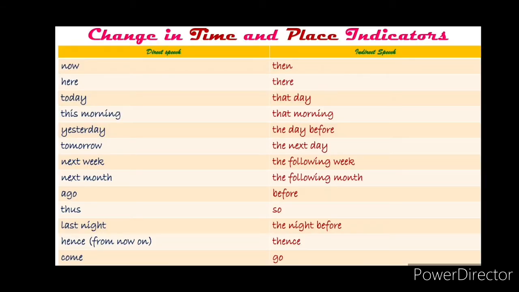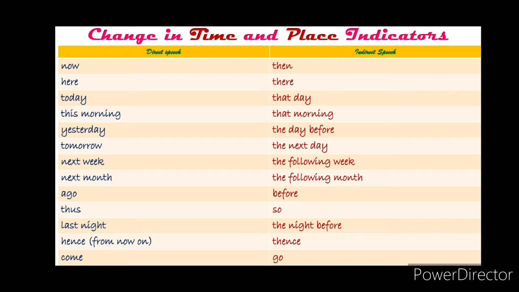Let's have a look at this table to understand how words indicating place and time are changed in indirect speech. Now, in indirect speech, now is changed to then. Here becomes there. Today becomes that day. This morning changes to that morning. Yesterday becomes the day before. Tomorrow becomes the next day or the following day.